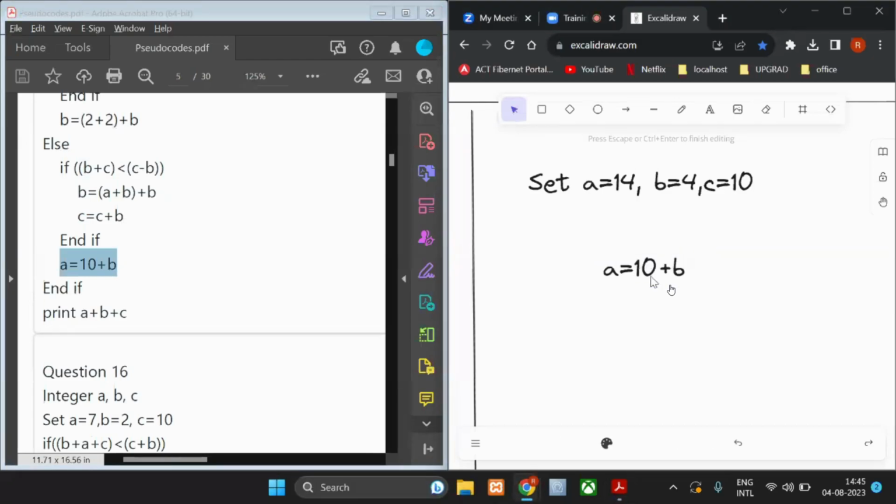Okay, so what is the value of b? 14. Sorry, value of b is 4. The total value is 14. So a value is already 14. So you can leave it.